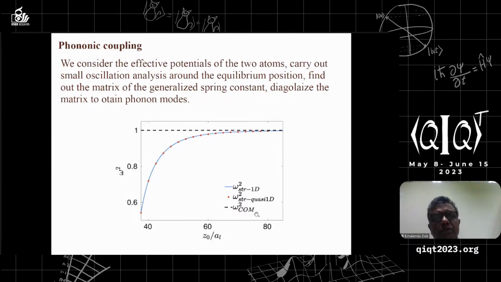So we consider the effective potentials of the two atoms and carry out this to calculate the phonons. We carry out small oscillation analysis around the equilibrium position and find out the matrix of the generalized spring constant and diagonalize the matrix, and we get phonon modes. So we are plotting this phonon frequency square as a function of the distance of the atom trap from the ion, one of the traps.